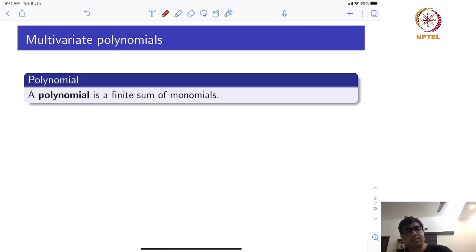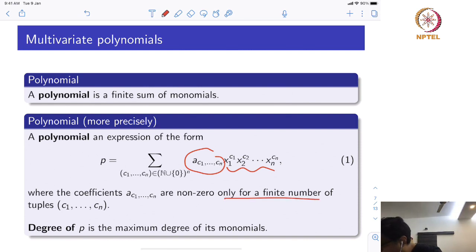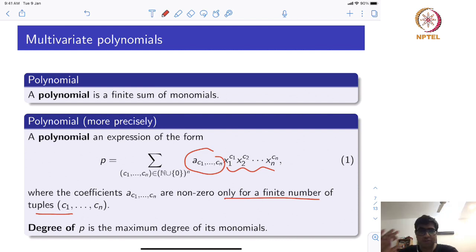And what is a polynomial? It is basically a finite sum of monomials. So, a polynomial is an expression of the form, you have different terms, and for every term you have a coefficient coming from your field, where this is non-zero only for a finite number of tuples. So, we are not talking about polynomials with an infinite number of monomials. Those have a very different name, but in a polynomial it is just a finite number of terms in this summation. Okay.